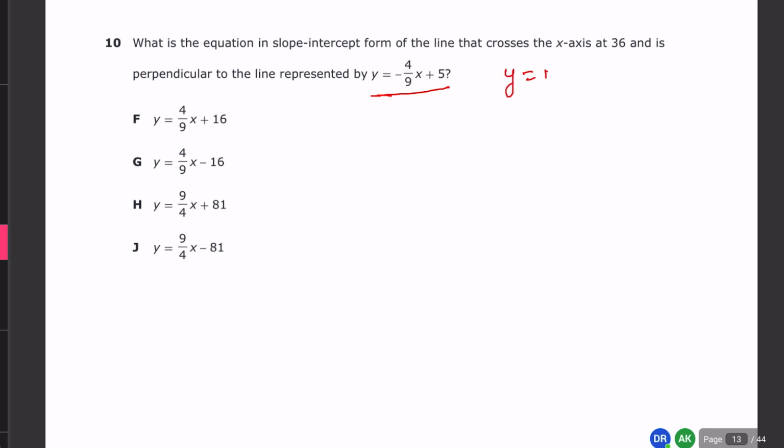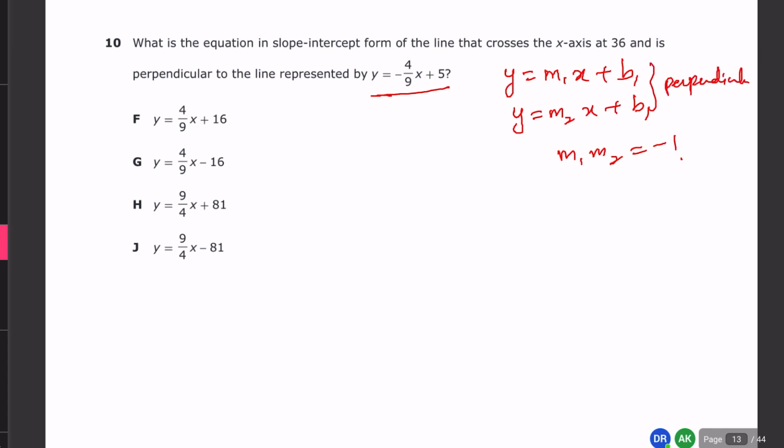Suppose one line has the slope m1 and the other line has a slope of m2. If m1 into m2 is equal to -1, then we can tell that these two lines are perpendicular. If this condition is happening, that is m1 into m2 is equal to -1, then only it is perpendicular. That means this slope is given to us, so -4/9 into m, the slope of the other one, is equal to -1.